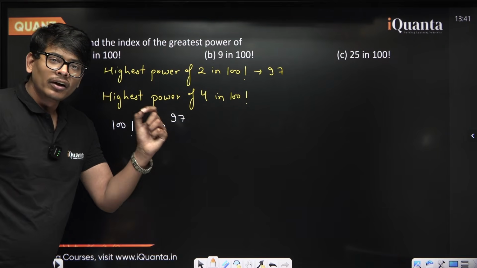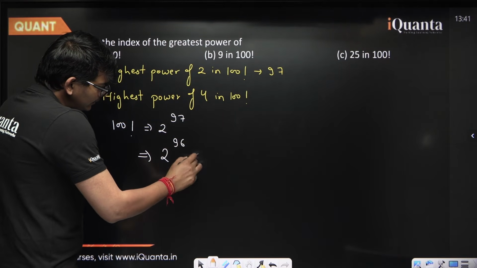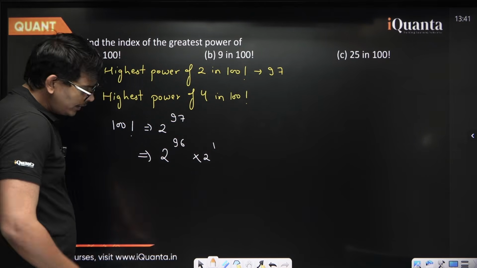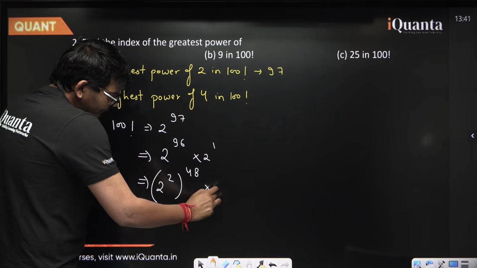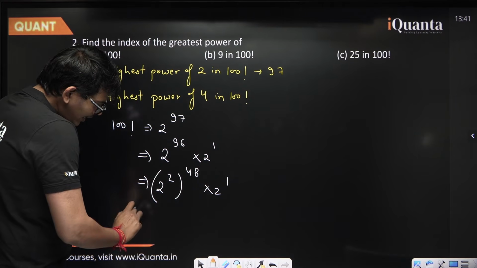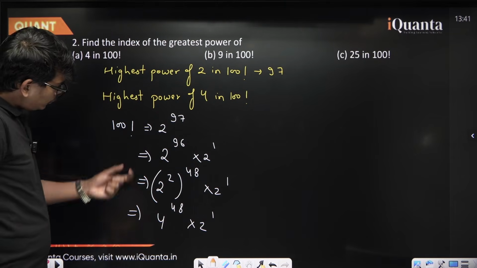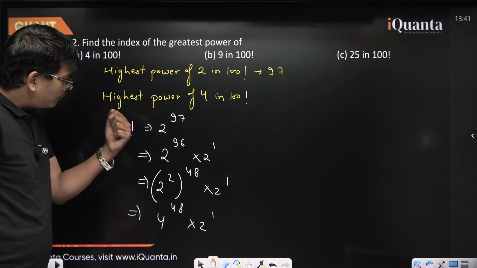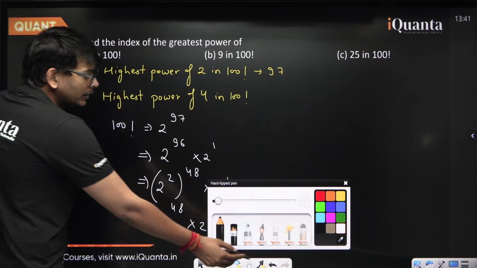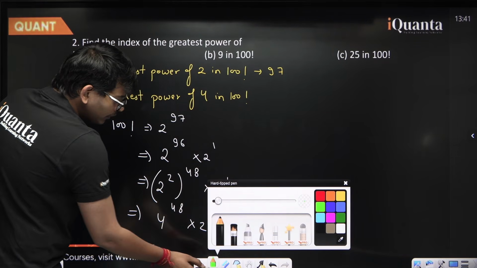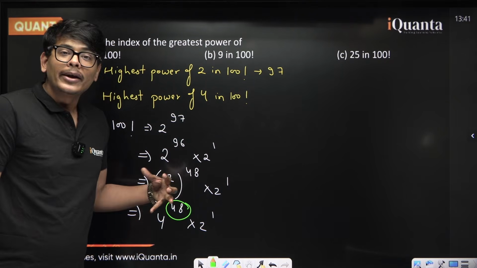The question is asking for the highest power of 4. So can I write this in this format? Can I write this as 2 raised to the power 97, but we already know, from there we have come to the power of 4. So can I say the power of 4 will be 48, right? Now this was done manually.